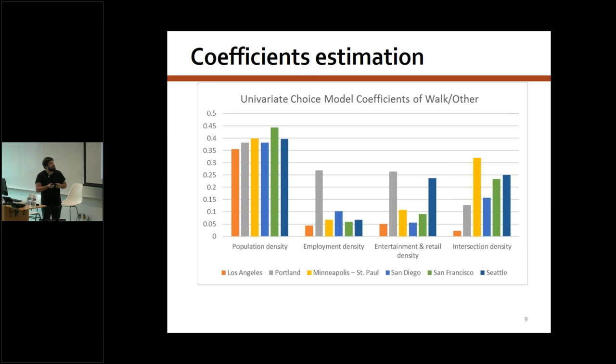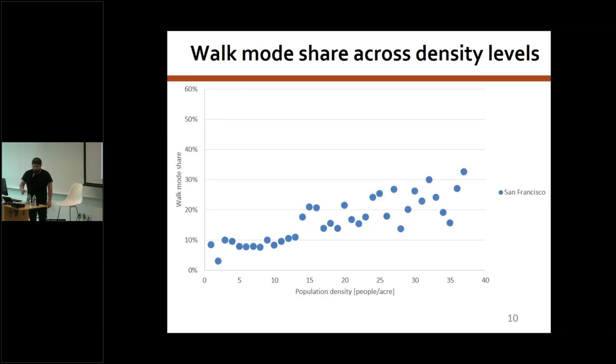And you can see this constant or similar behavior. And in that sense, we are now analyzing how population density, as our key variable, changes, or how walking share changes through population density.